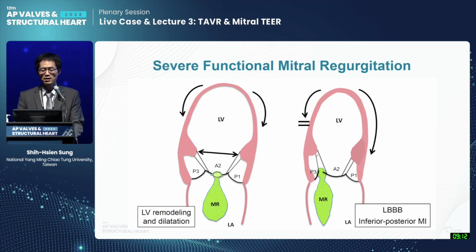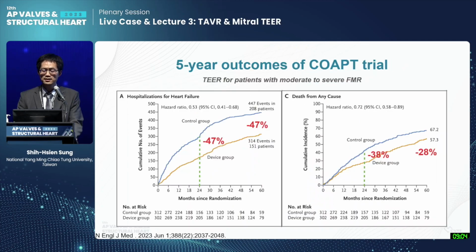In the past, the guidelines only recommended patients to have mitral valve surgery when they were going to have concomitant bypass surgery. But the way of treatment has been changed by the COAPT study. The COAPT trial recruited patients with heart failure and also 3 and 4 plus MR, randomized to receive the TEER procedure on top of medical therapy.